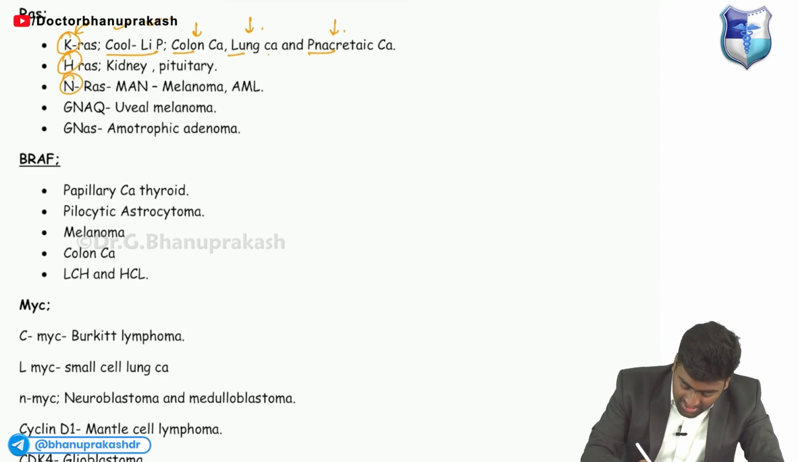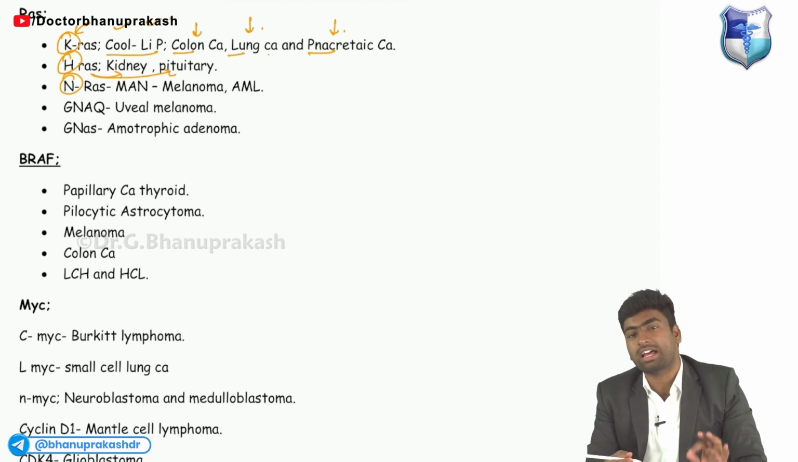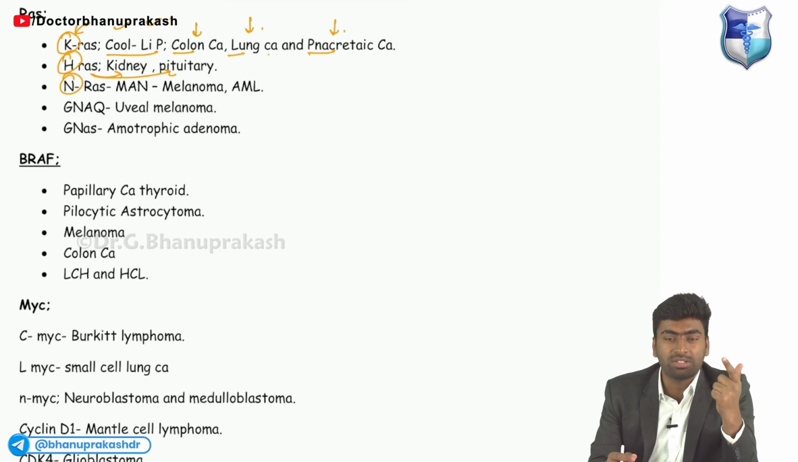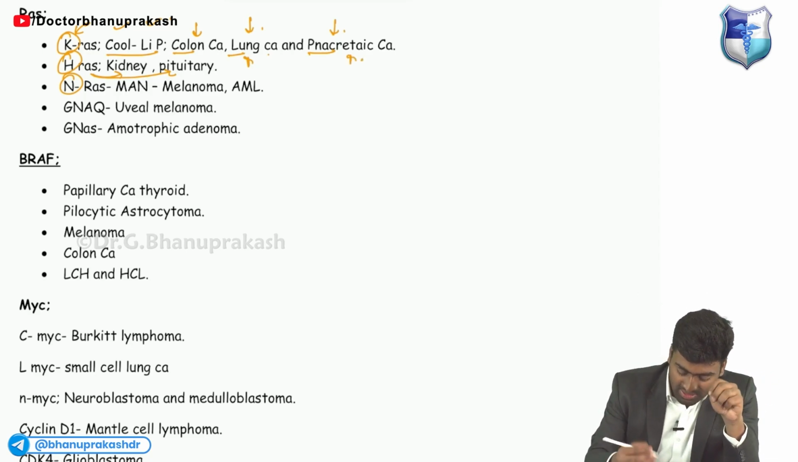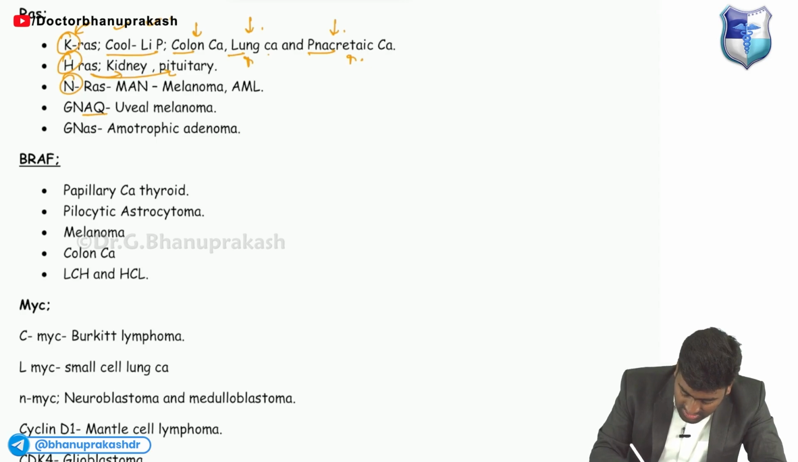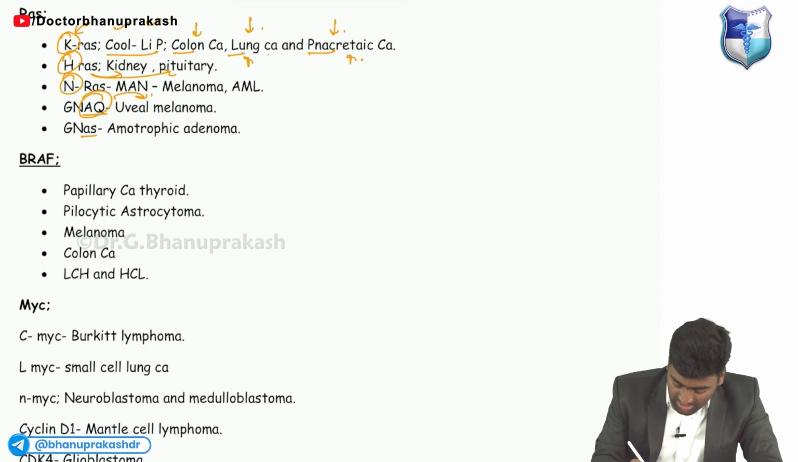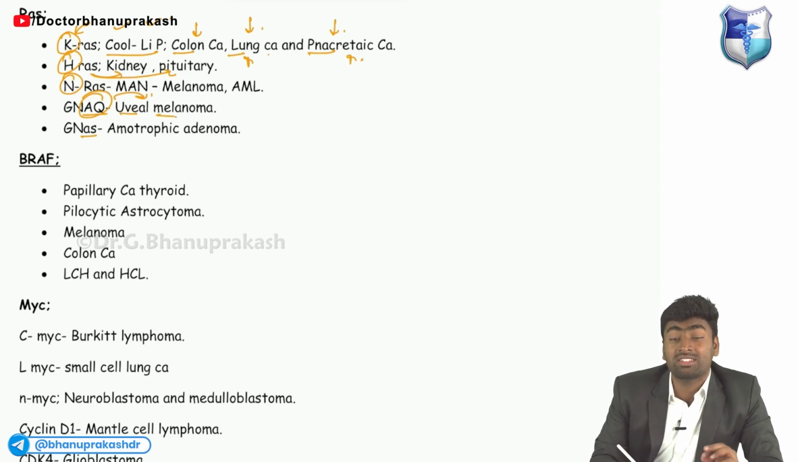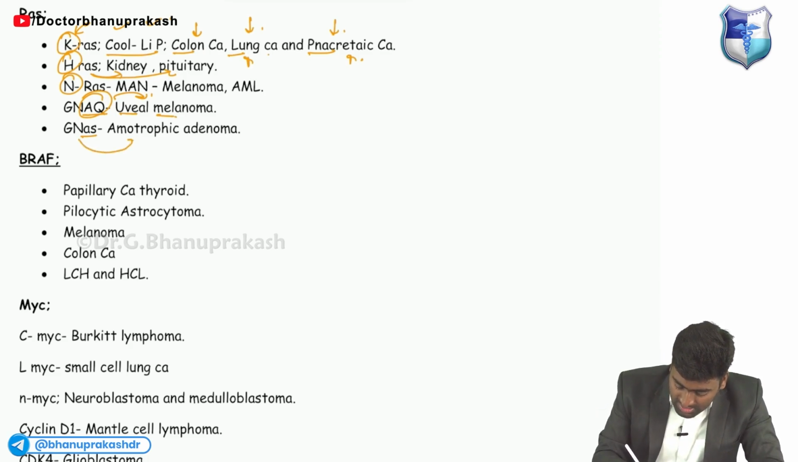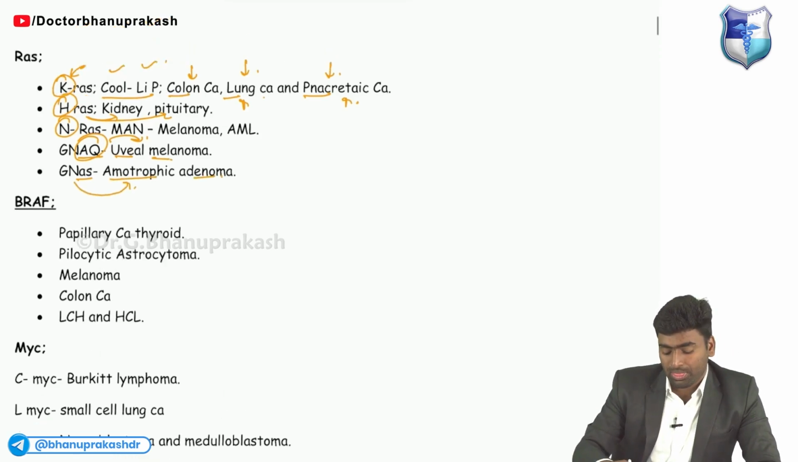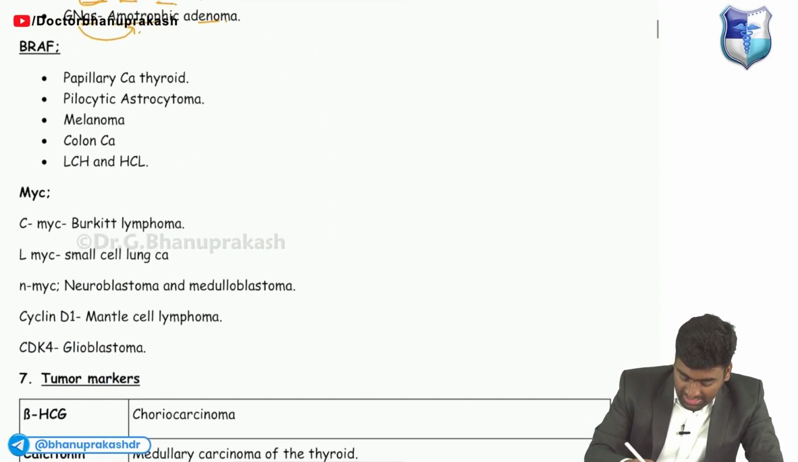Next one, the VHL gene. It is responsible for kidney tumors and pituitary tumors. KRAS is for colon cancer, lung cancer, and pancreatic cancer. Then there are two genes, GNAQ and HRAS-type genes. Gene J is responsible for uveal melanoma, whereas gene H is responsible for adenoma. Then the final one is the BRAF mutation.